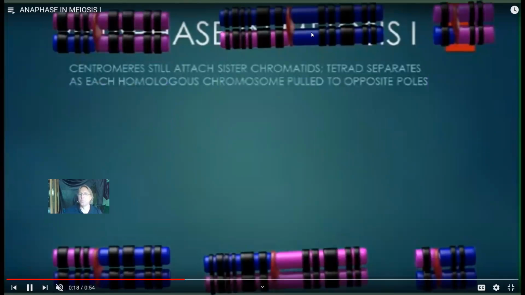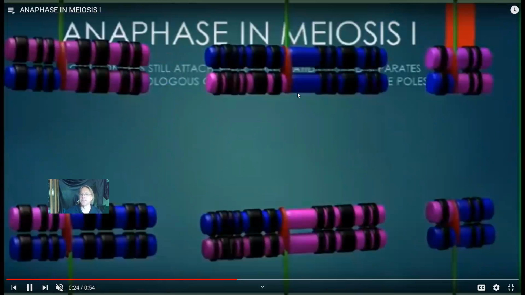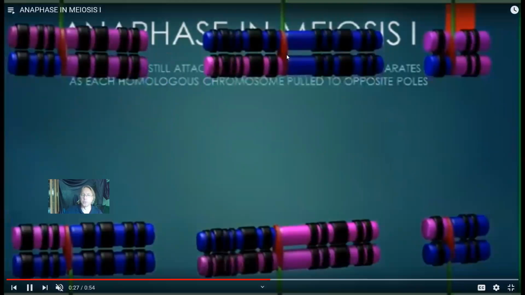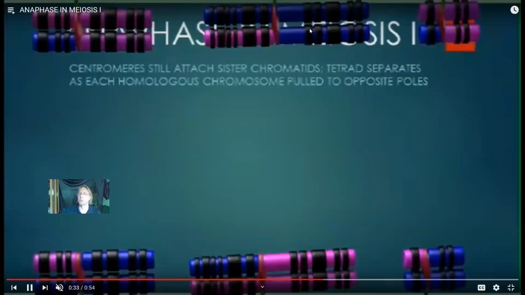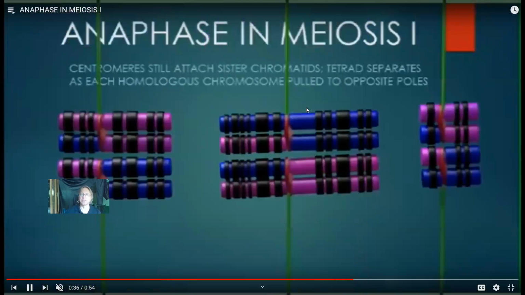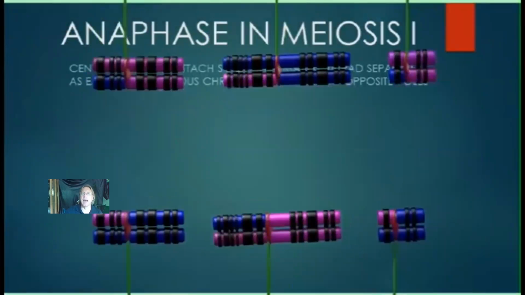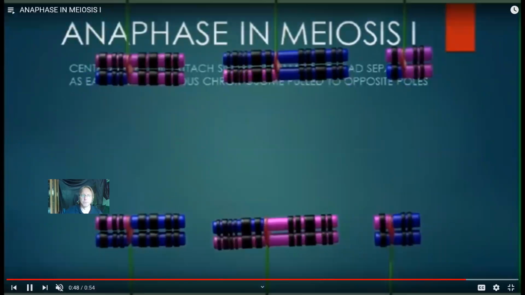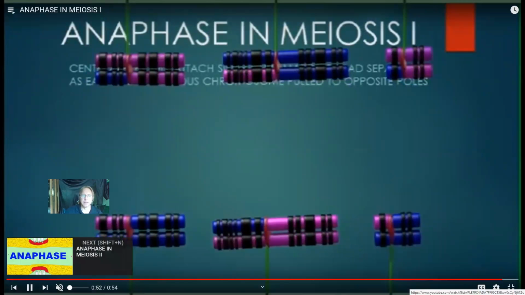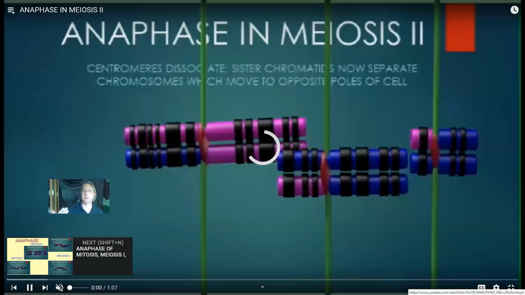If we were calling a pair of sister chromatids a chromosome, this is then called the reduction division, because this is now just counted as one chromosome, and this is just counted as one chromosome. So now the daughter cell, instead of having two chromosome 1s, has just one, because we're counting the pair of sister chromatids as a single chromosome. So the centromeres are still attaching the sister chromatids. The tetrads will separate as the pairs of sister chromatids move to opposite sides of the cell. So that's anaphase in meiosis 1.